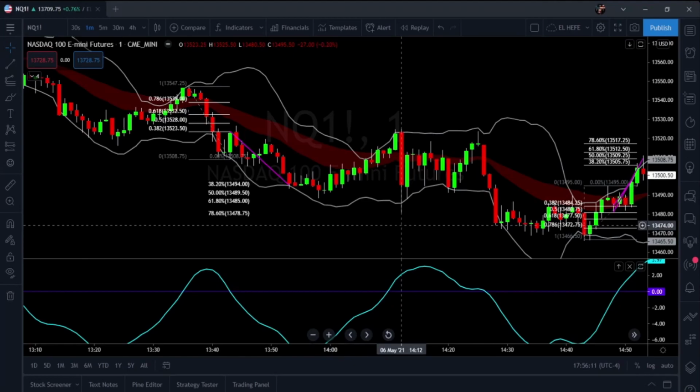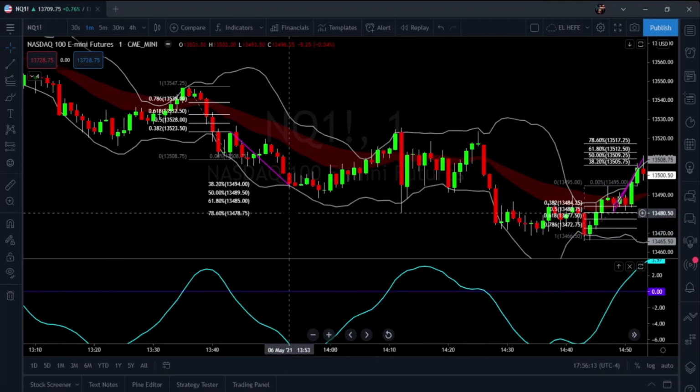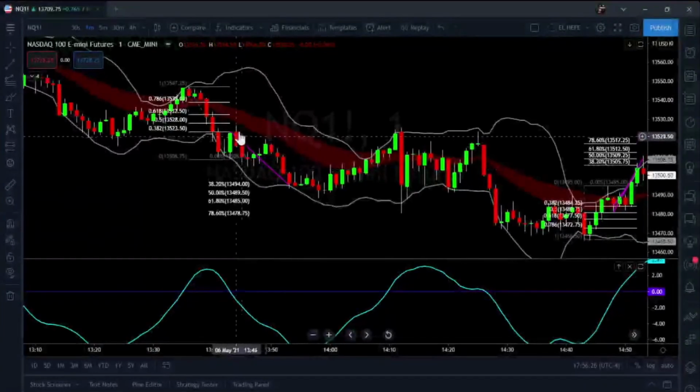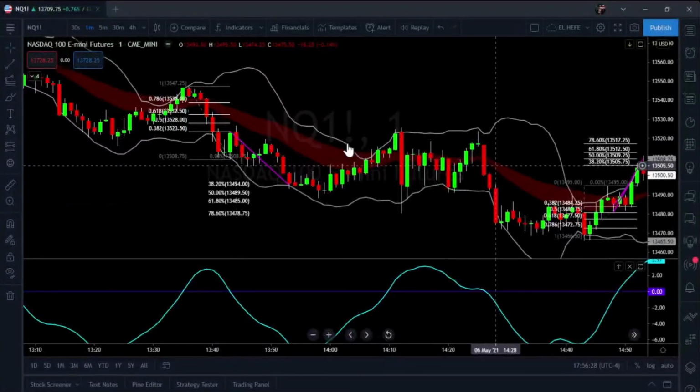Question on that one though. That candle never pulled back into the cloud. Never did, but it did actually pull back into this 382 level. Okay, so as long as the retracement's there, the cloud is not going to matter. That is correct. Yeah, it just pulled right back into that.